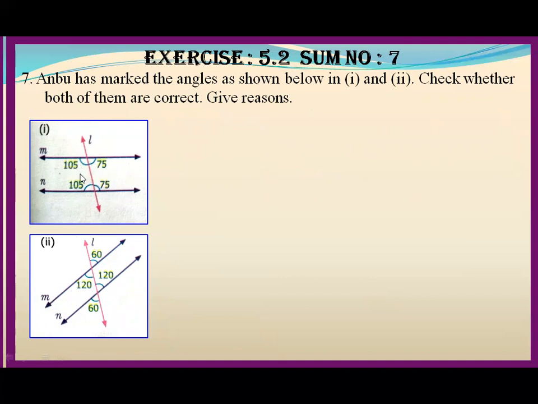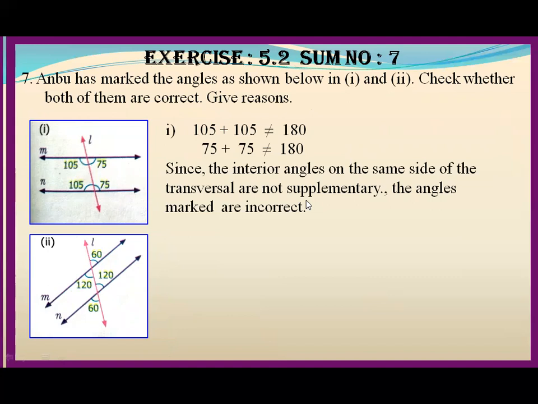And moreover, even consecutive angles are not the same. They should add up to 180. So 105 plus 105 is not equal to 180 and 75 plus 75 also is not equal to 180. Since the interior angles on the same side of the transversal are not supplementary, the angles marked are incorrect.